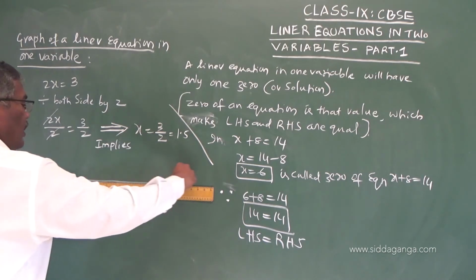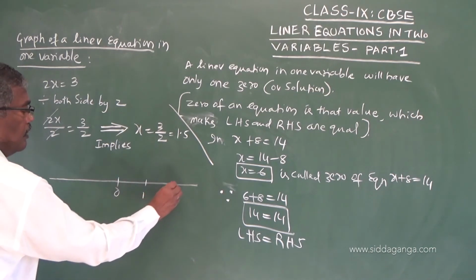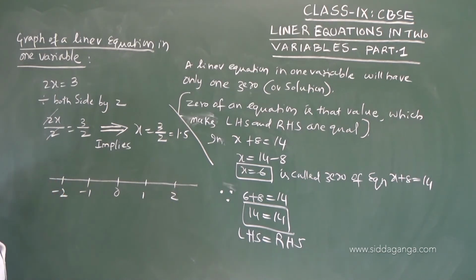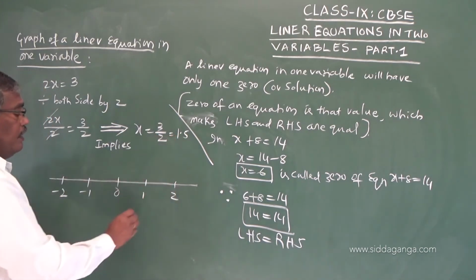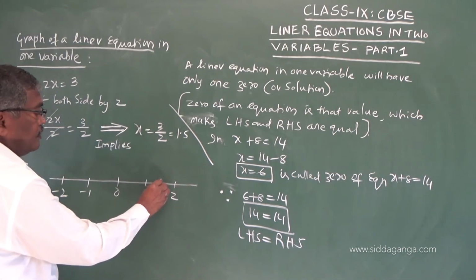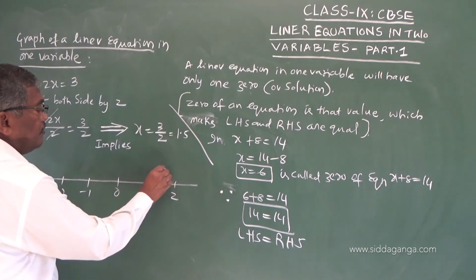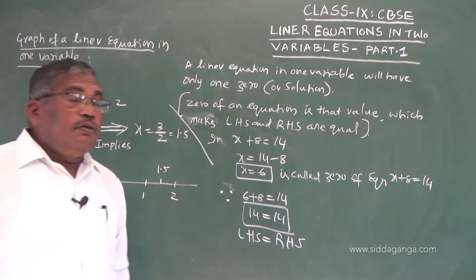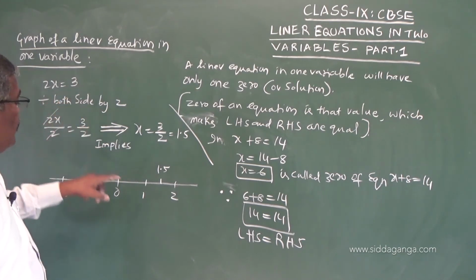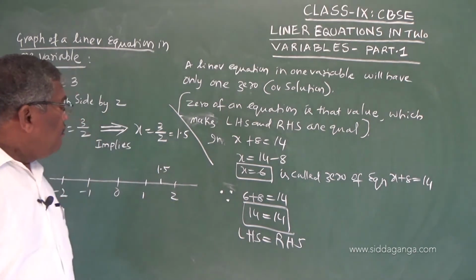Suppose if this is the number line, this is 0, this is 1, this is 2, this is -1, -2, you know the number line. So I want 1.5, so therefore this is 1 and this is 0.5. So this represents the value of x. This is 1.5. So when 2x is equal to 3, the value of x is represented on the number line.